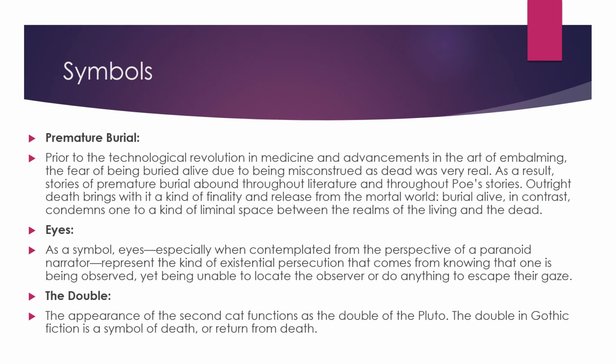And we have the double. The appearance of the second cat functions as the double of Plato. The double in Gothic fiction is a symbol of death or return from death. The double here is really interesting. It's a very tricky and innovative idea that Poe created in his short story.